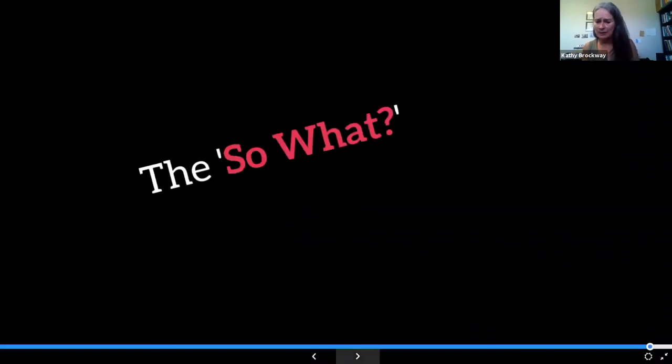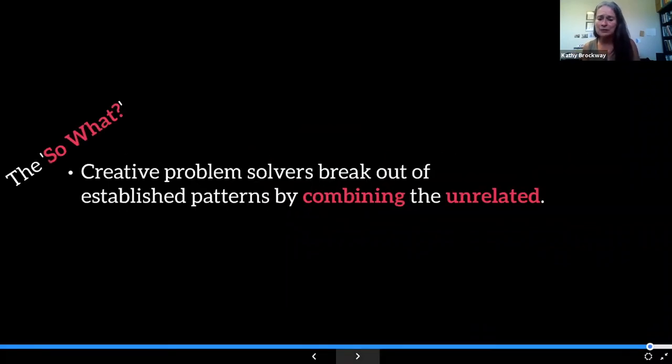The so what on the poems and the circles, just inspiring them to get out of their frame, to do something odd and different. And I encourage them to continue to do that.